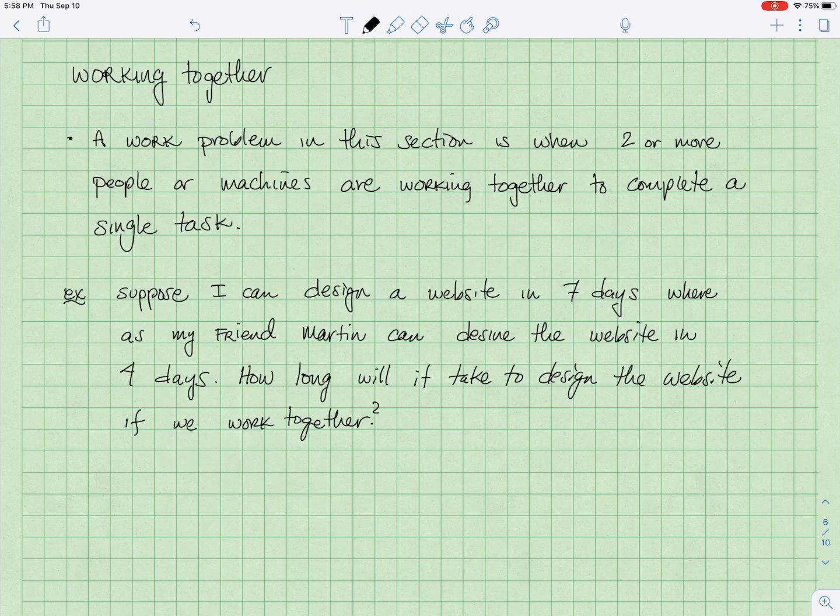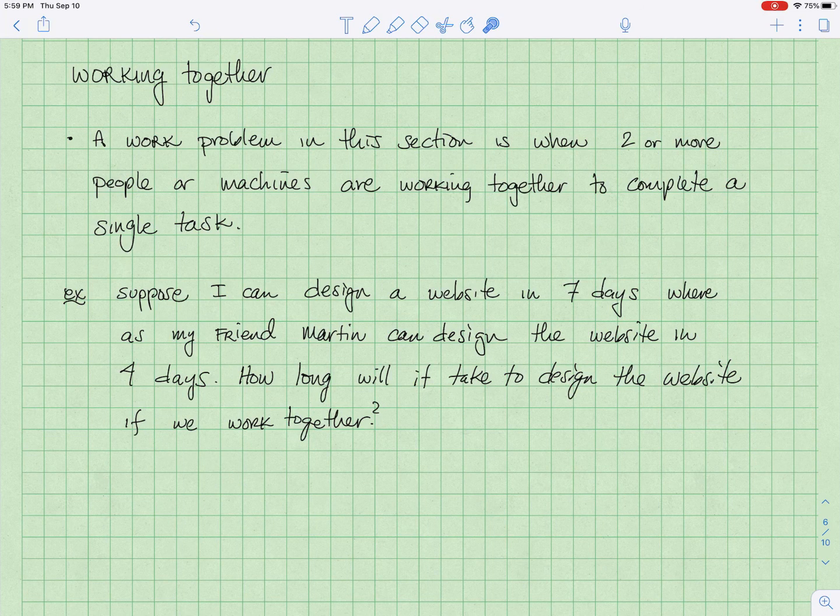The last type of word problem we're going to look at in section 7.7 is the work problem, where in this section, a work problem is when two or more people or machines are working together to complete a single task. So, for example, let's say I can design a website and it takes 7 days, whereas my buddy Marty can design the same website in 4 days, because he's like a computer science major, man. How long will it take to design the website if we work together?